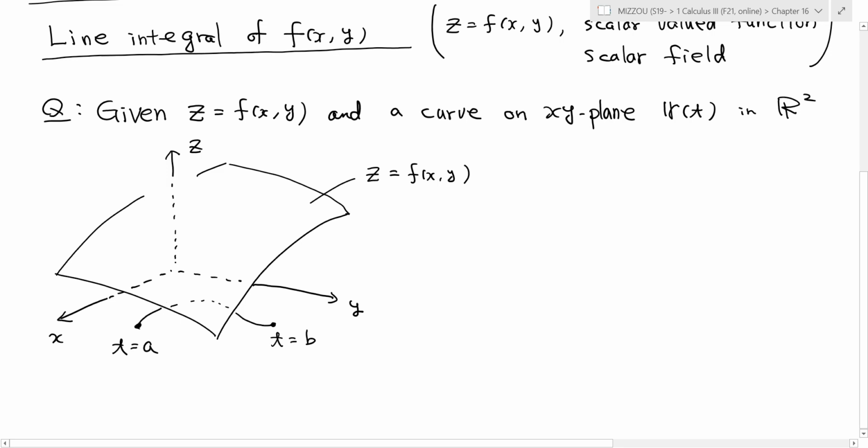Okay. Then now, if you look up to the surface from the curve, you will see something like this. So the corresponding points on the surface at t is equal to a is here, and t is equal to b, you are here. So namely, you get a curve on the surface lying above the curve downstairs on the xy plane.